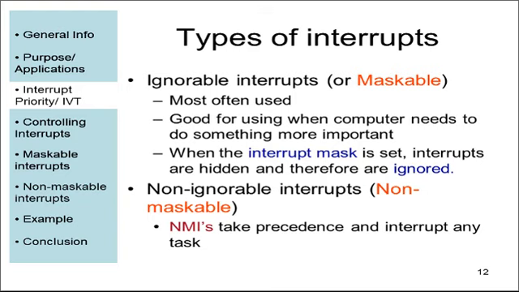Maskable interrupts are good for using when the computer needs to do something more important. When the interrupt mask is set, interrupts are hidden and therefore are ignored. So these interrupts can be ignored. Non-ignorable interrupts, or non-maskable interrupts, take the precedence and interrupt any task.